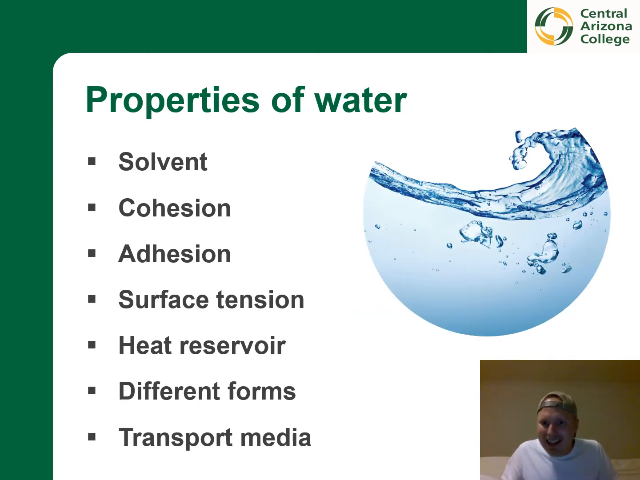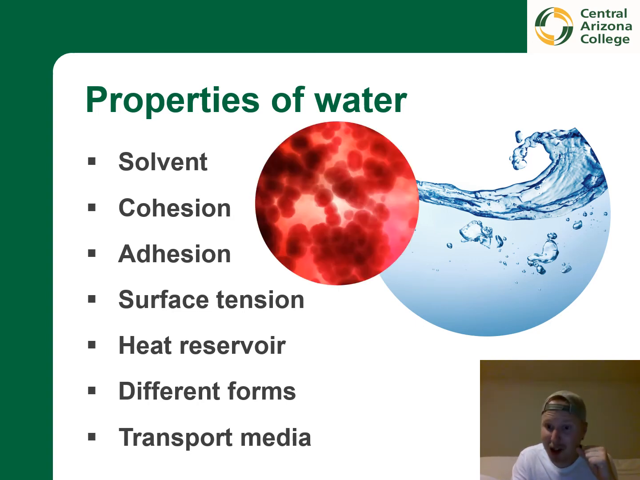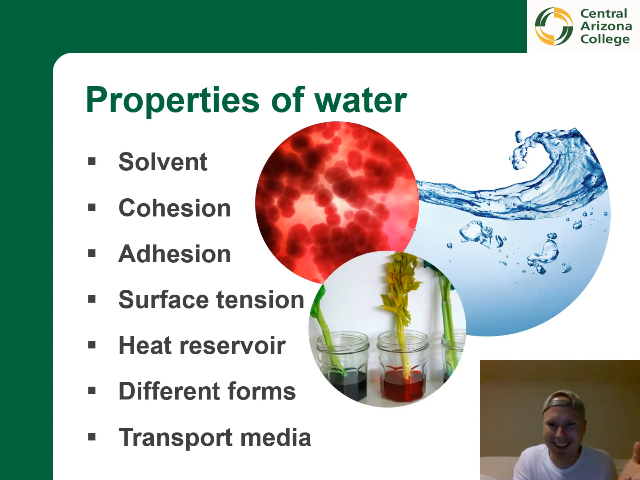And then the final one that I want to mention here is the fact that water acts as a great transport media. For example, our circulatory system uses blood as a transport media, and this is because most of the blood is water. And plants use water to transport nutrients from the soil.